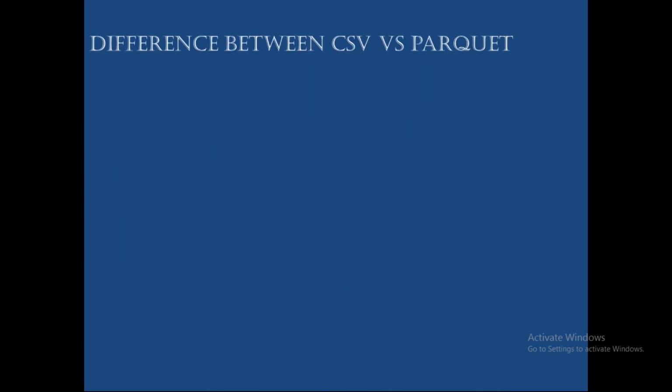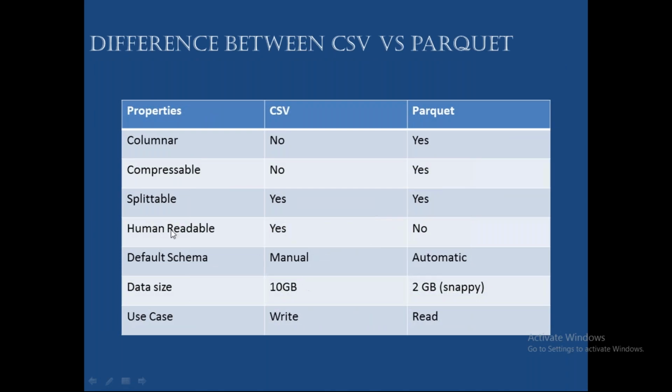Next, the difference between CSV and Parquet. CSV is row oriented, and Parquet is columnar. On compression, there is no compression in CSV, but in Parquet we have compression. Splittable: yes, both are splittable.